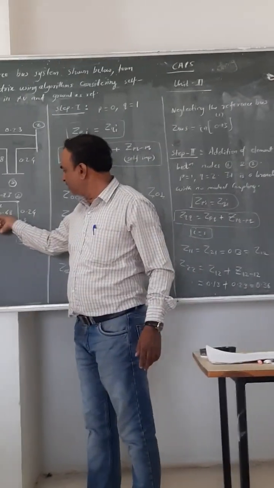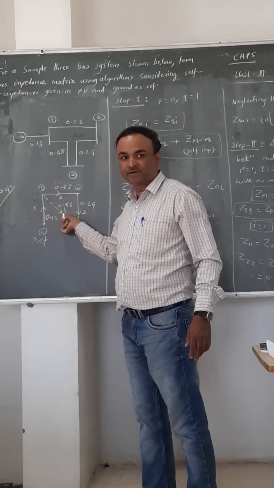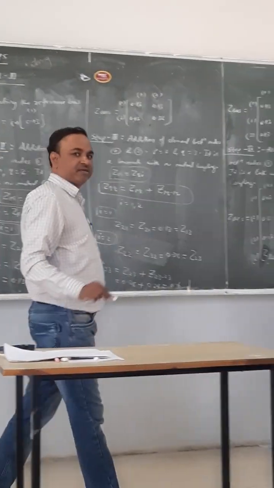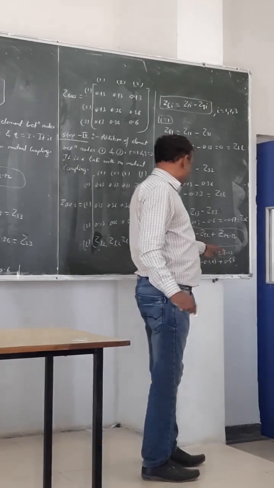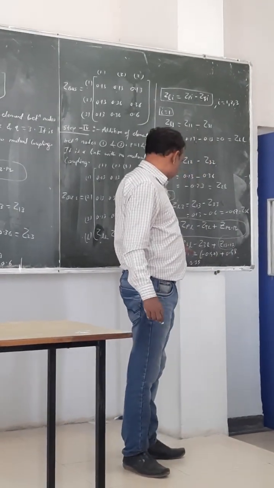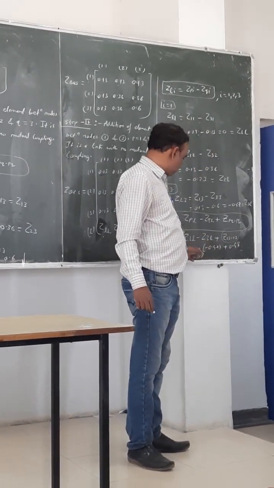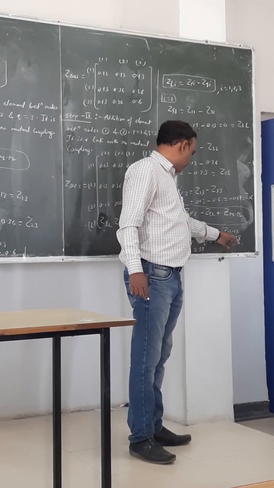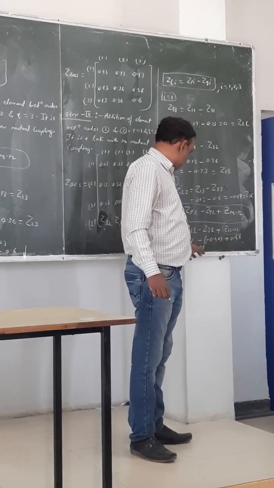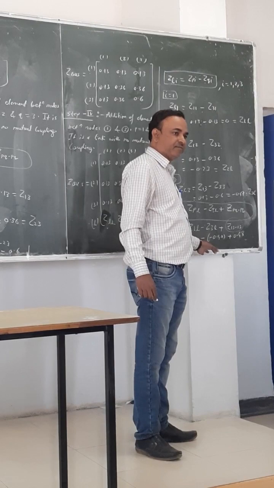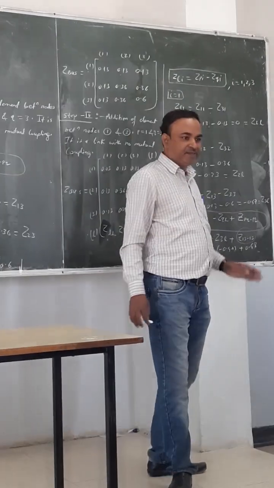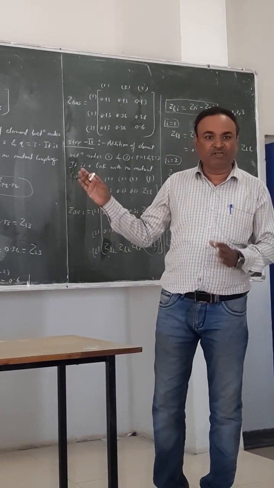And what is the value? 0.48. What is the value? 0.4. Is it clear, students? Yes. So 0.4. Now calculate this. So this minus minus becomes plus, and after calculation you will get 0.9. Is it clear? Yes. In this way, we have added all the elements.